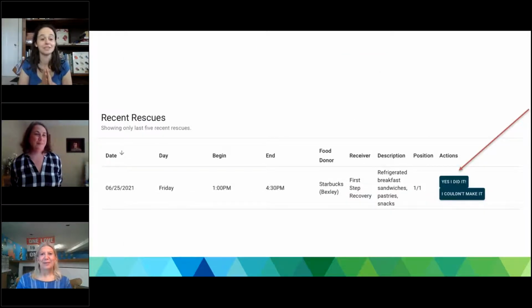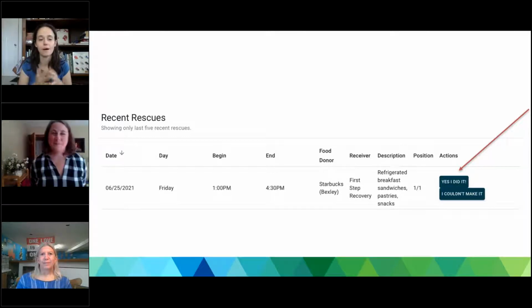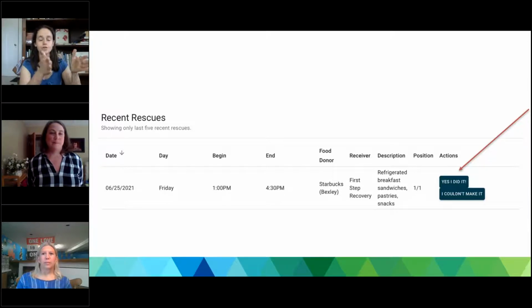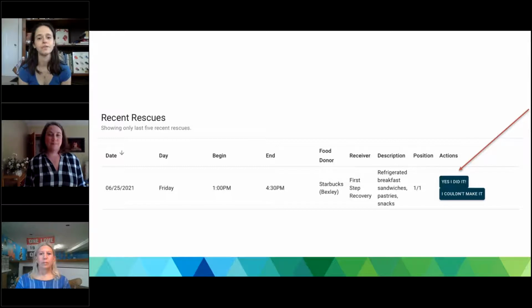Now, after you have picked up the food from Mount Carmel or wherever, say the Starbucks in Bexley, what will show up under one of those first two tabs in the dashboard is a recent rescues list. And there, what we're going to ask you to do is click on yes, I did it, because you did. And that's the place where a new screen will show up, and it will ask you what kind of food you picked up.